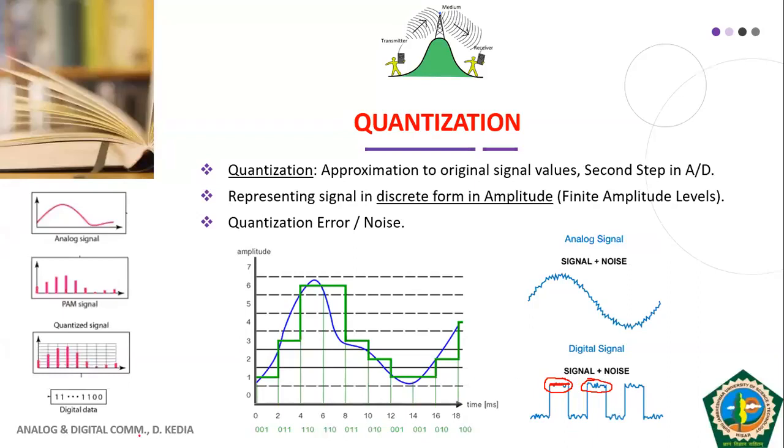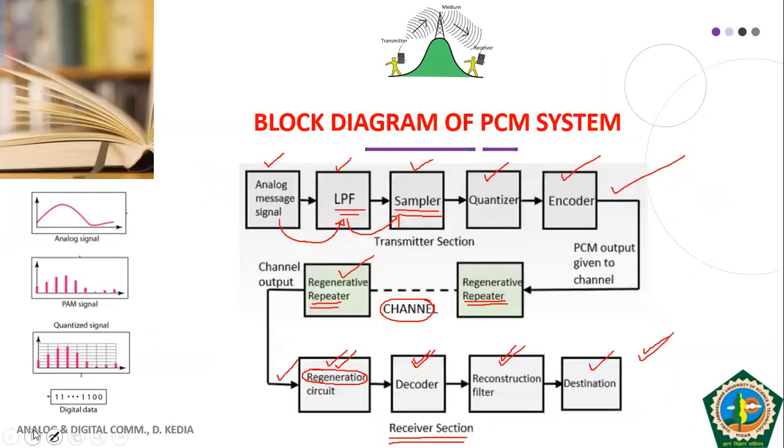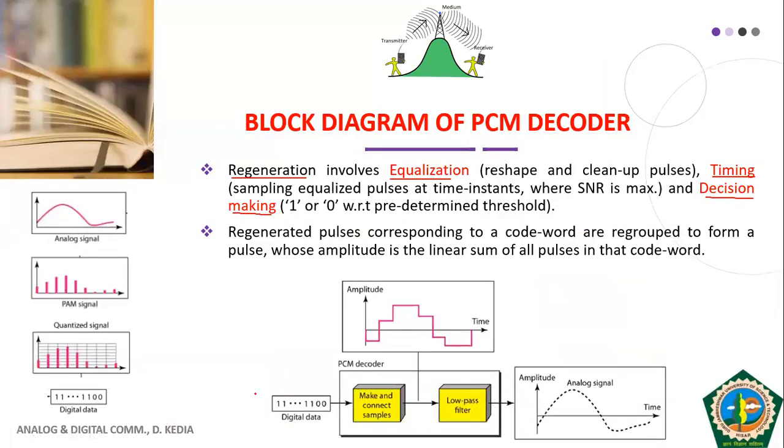This is the meaning of regeneration, or this is the job of the receiver: to make your pulses fresh, or to regenerate those pulses which have been corrupted by noise, provided the noise level remains within the quantization interval. So this is what happens in equalization. We reshape and clean up the pulses. After doing equalization, what is our next step?